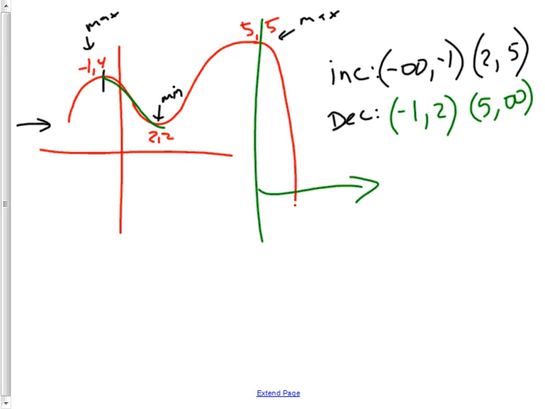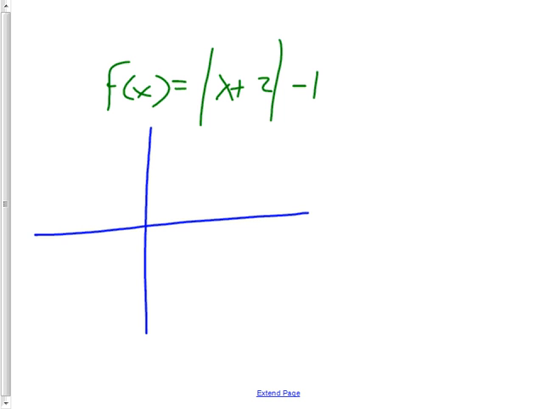Now let's skip down to number 5, as in the one right after 4. Number 5. F of x is absolute value of x plus 2 minus 1. Now you're going to use a graphing calculator, but I'm just going to do this rough sketch-wise. I know it's a V shape, and I know it's a V shape that's been moved. That plus 2 means left 2, and that minus 1 means down 1. So it's kind of going to look like that. Now what does it want?